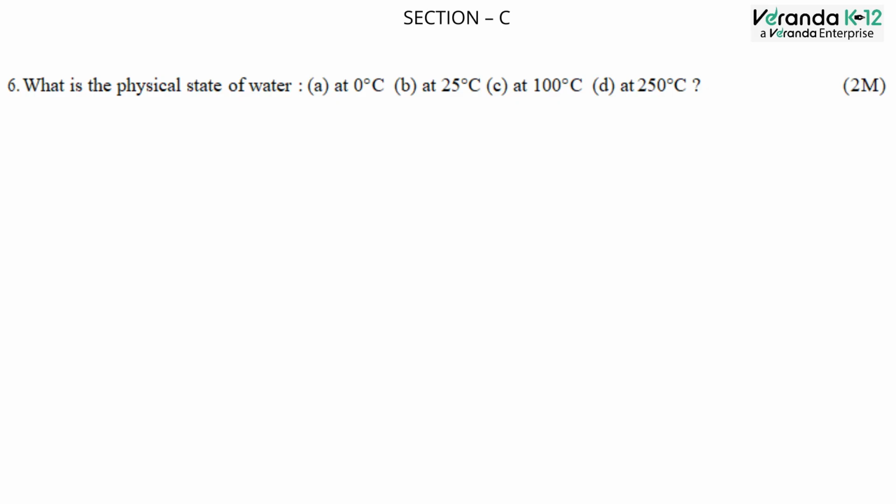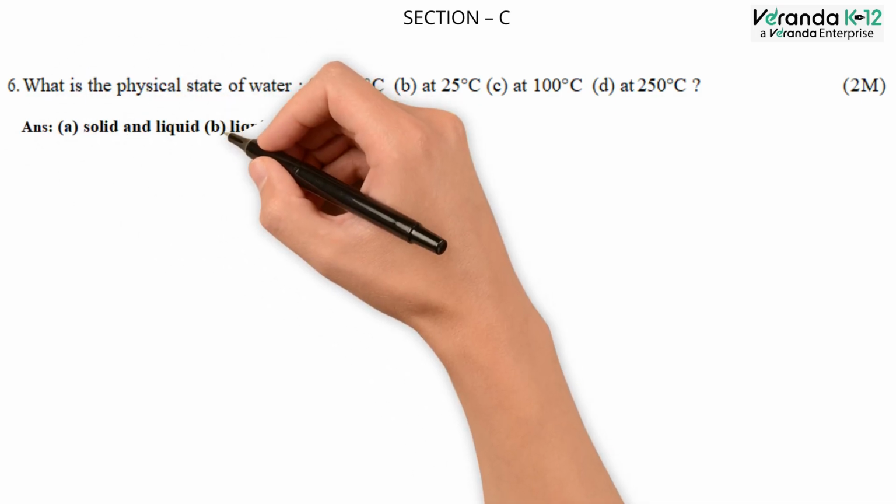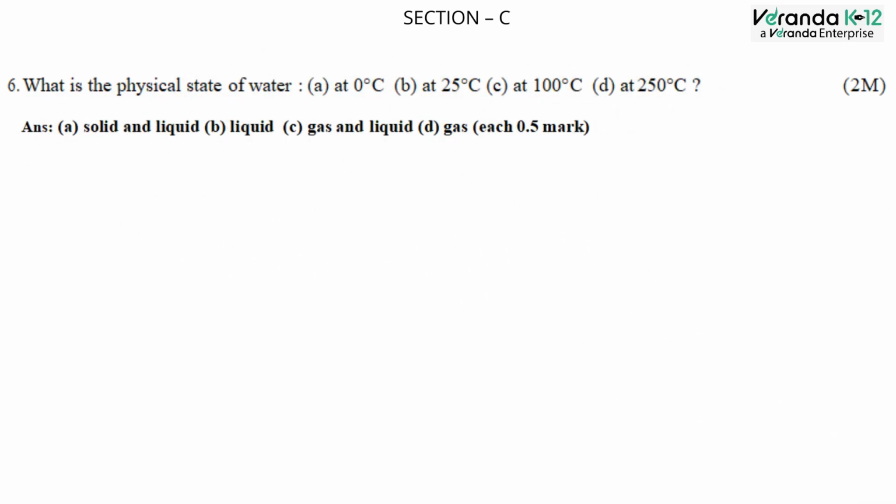Section C. Question number 6. What is the physical state of water? A. At 0 degrees Celsius, B. 25 degrees Celsius, C. 100 degrees Celsius, D. 250 degrees Celsius. Answer: A. At 0 degrees Celsius, it exists as solid and liquid, because 0 degrees Celsius is the melting point of ice. So, H2O occurs in both the solid and liquid state.